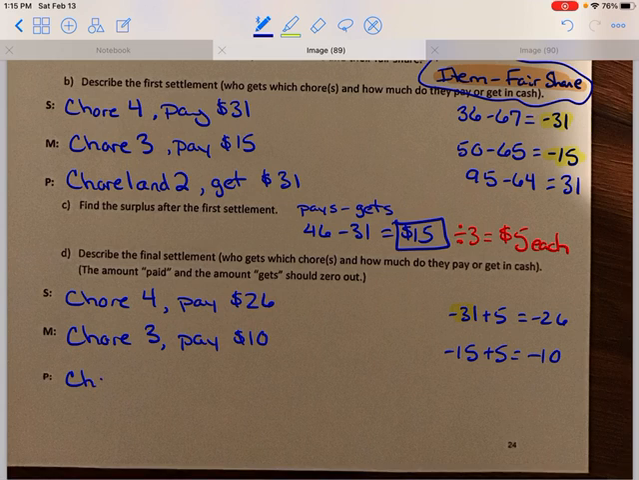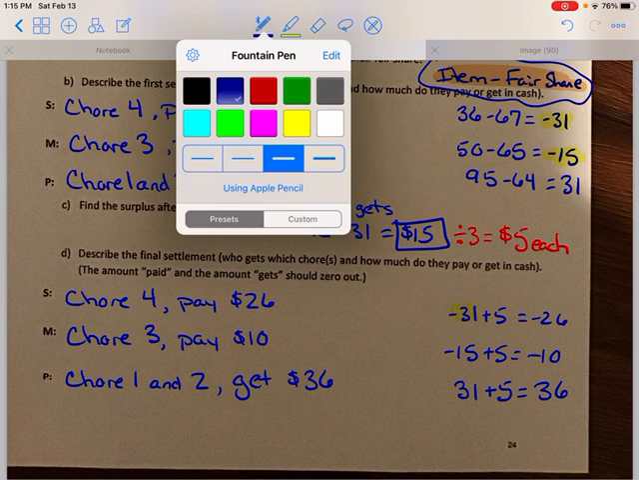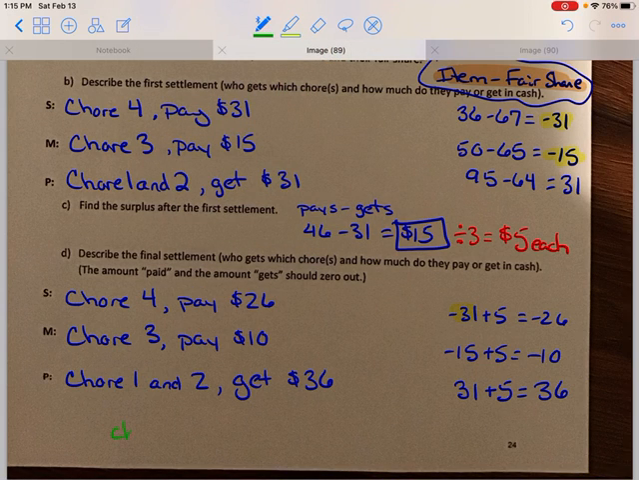And then remember, Polly was doing chore 1 and 2. She was getting paid $31. Then she's going to get an extra $5 from the surplus. So she is going to get $36. And remember, the check still works as well. The check is that the pays equal the gets. So we're paying 26 and 10. We're getting 36, and we can see that that checks out.